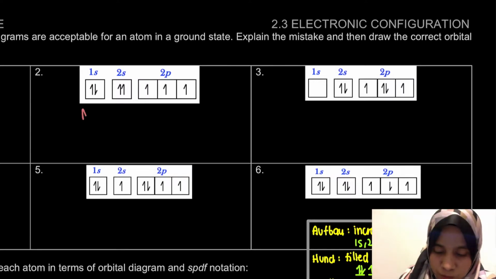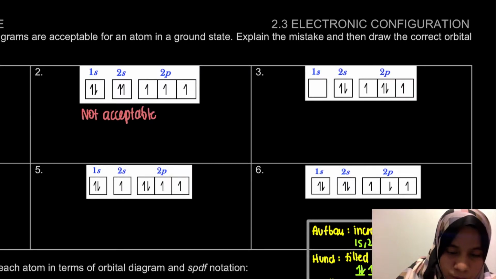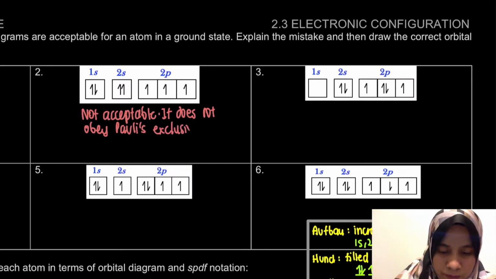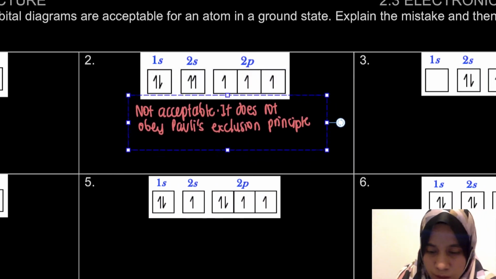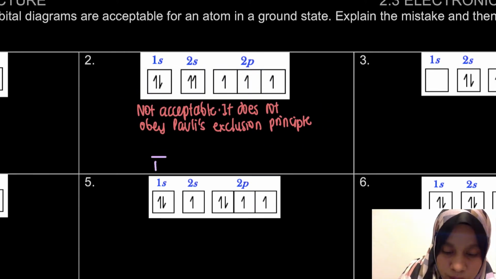Okay, so what we're going to do is write down not acceptable because it does not obey the Pauli exclusion principle. So we have to write down the correct one. For the correct one, let me make this a little smaller. Start with 1s. Even though it's incorrect, we have to write it down from the start.